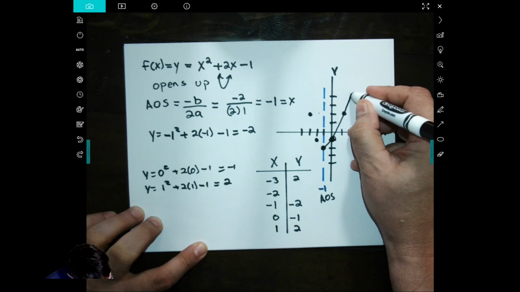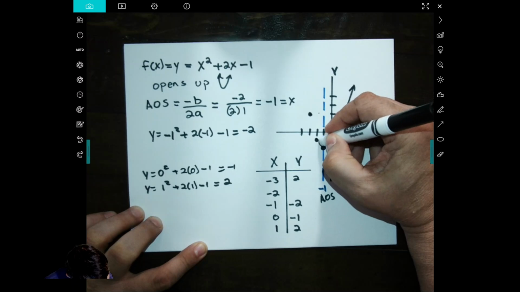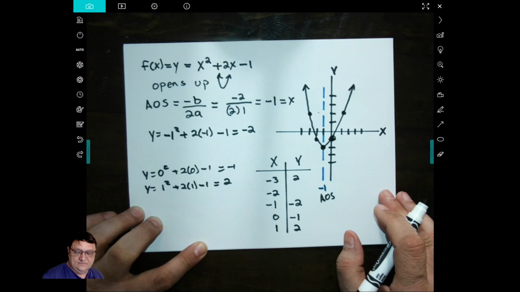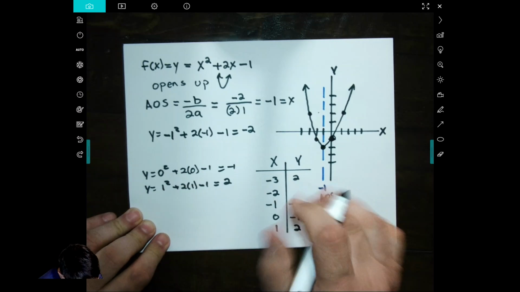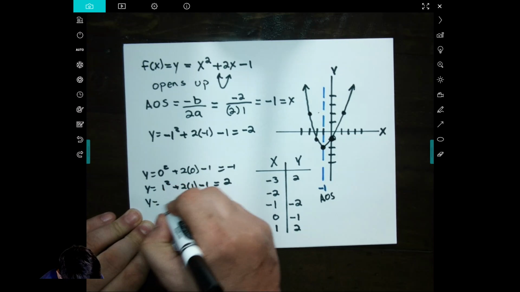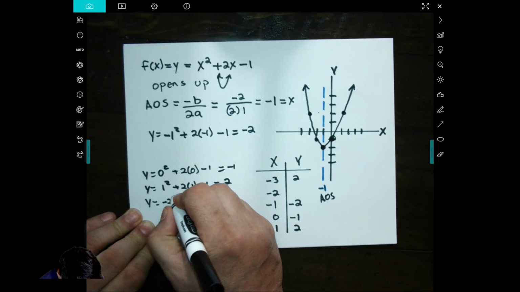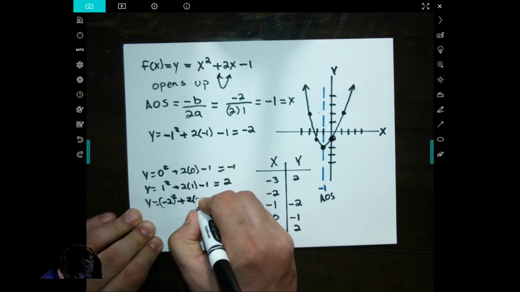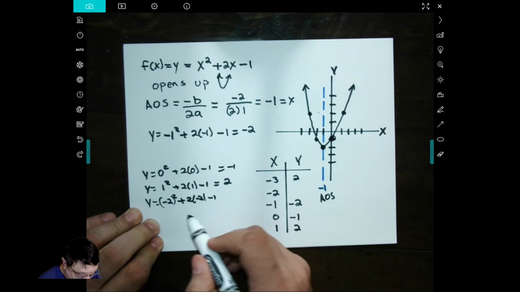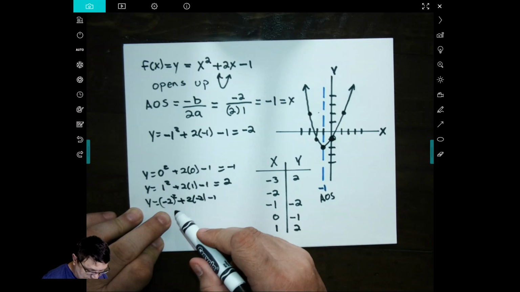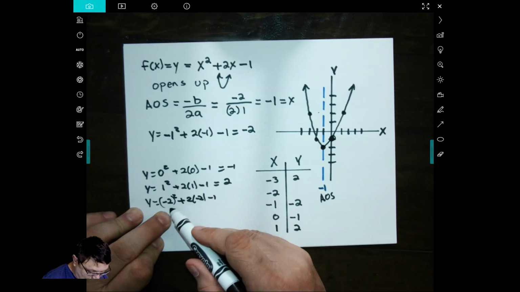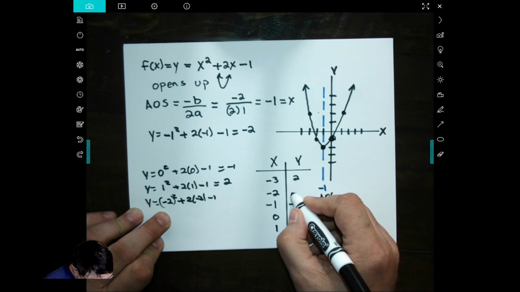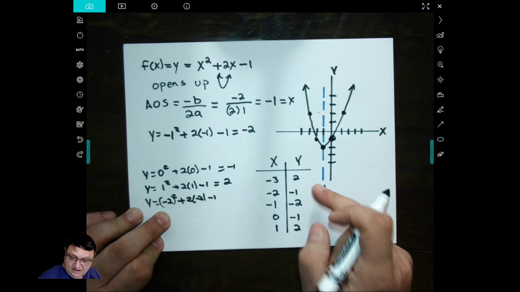It opens up and it continues on. At negative 2, let me go ahead and put that point in there. So y equals negative 2 squared plus 2 times negative 2 minus 1. So that's 4 plus a negative 4, which is 0, minus 1 is negative 1. And that is correct.